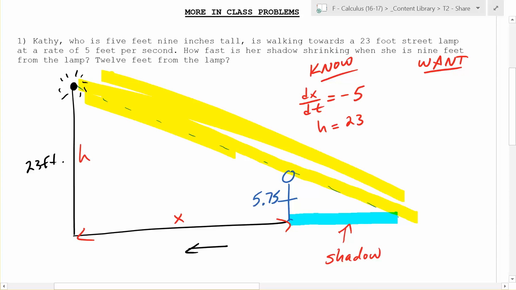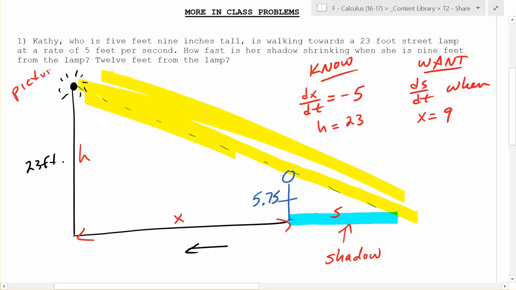The rate at which the shadow is changing, so like ds. So we need to label something in here, right? So what do we know? We want to know ds/dt when what? dx/dt is negative. When x equals 9. How fast is it changing when she is 9 feet from the lamp? When x is equal to 9. So this is our picture, right?